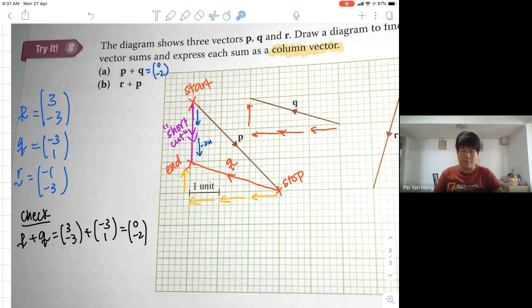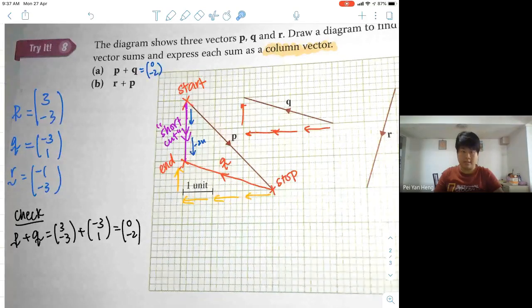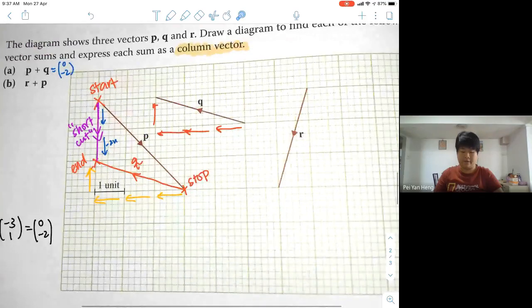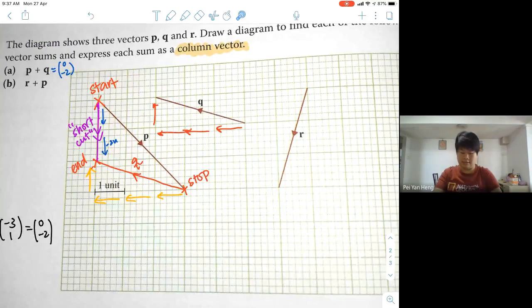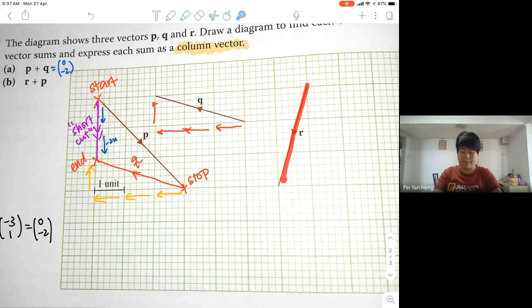Okay, so part B, you are looking at R plus P. So vector R plus vector P. Okay, so vector R is here. You need to add with vector P. So vector P, let's use this R plus a vector P here. Okay, we're going to continue. So red, we will start here. Okay, we pause at this point. And then we continue with a vector P.